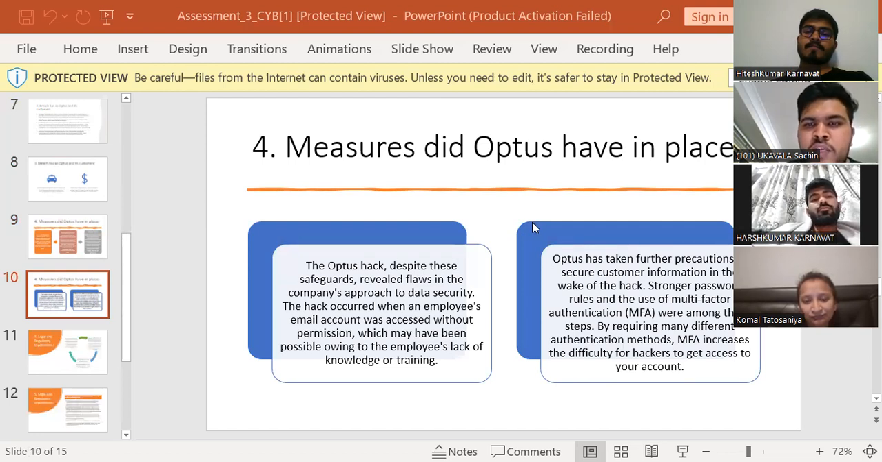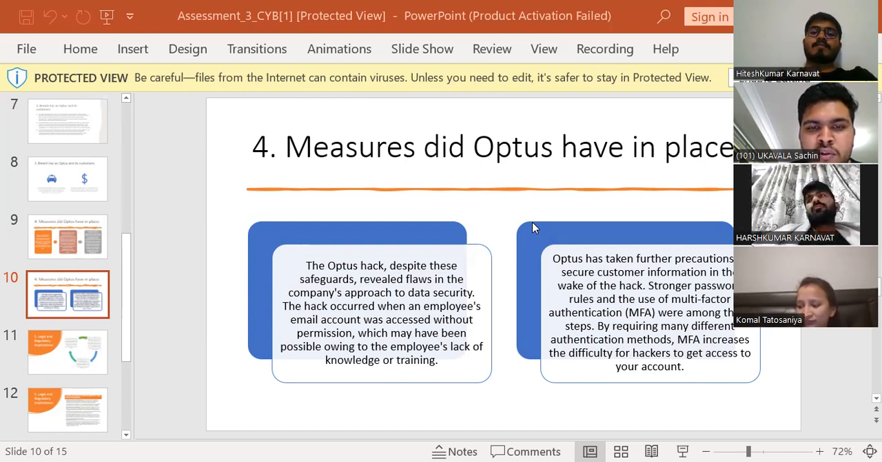What measures did Optus have in place? The Optus hack debate highlights the safeguard-related flaws and the company's approach to data security. The attack occurred when an employee email account was accessed without permission, which may have been possible owing to the employee's lack of training.